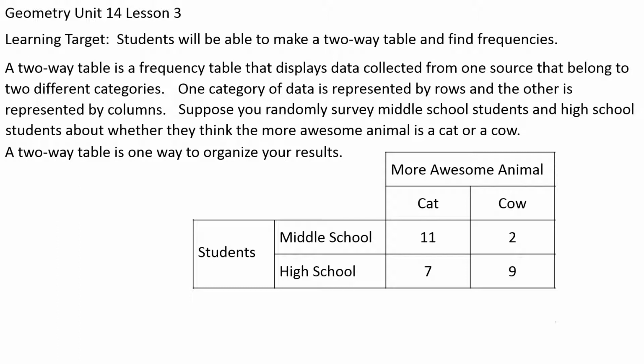And so I've got one of the categories is going to be students. And so those are in the rows, right? Because the students could have been in middle school or high school. The other category is which they thought was the more awesome animal. And so those are the columns, those are vertical, the cat and the cow. And, I would have thought the cow would do a lot better. What's going on here? Good grief. Anyway, there's our table. There's our results.